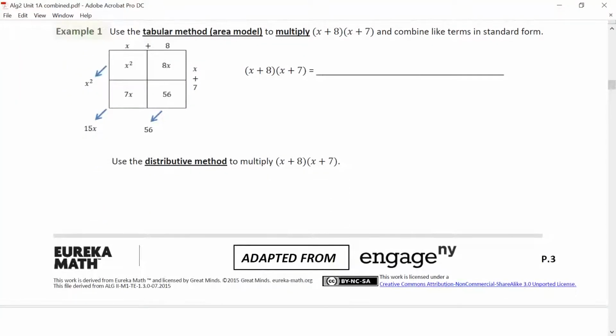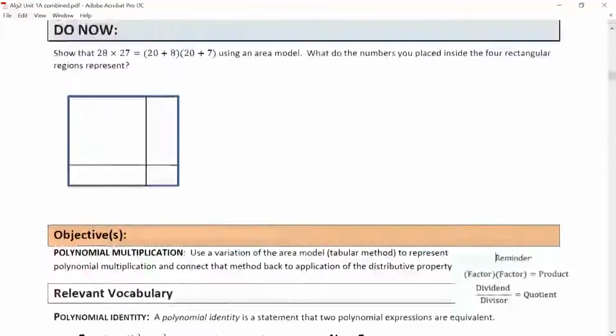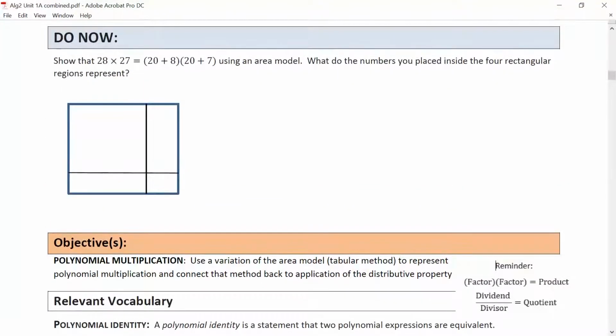So after that discussion, let's jump into how you do polynomial multiplication. We'll do this one with both the tabular method, meaning an area model, and also the distributive property. Before I actually do this one, I want to go up here and look at this area model with numbers. You may have seen this in previous classes.